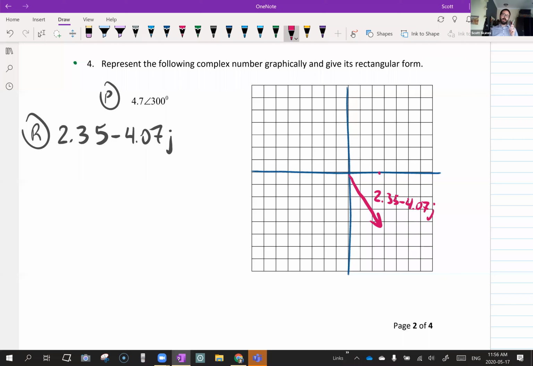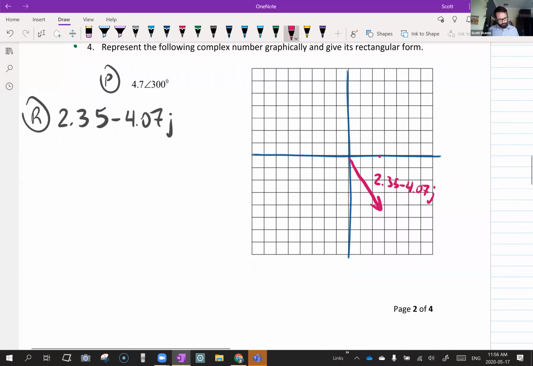Okay? I could ask you to graph it like that, or more likely, I'll ask you to take it and then tell me what the form is. So I'll just give you an arrow, and you give me, as a multiple choice, for example, what the number is. You know, is it 2.35 minus 4.07j? Is it 2.35 plus 4.07j? What is it?